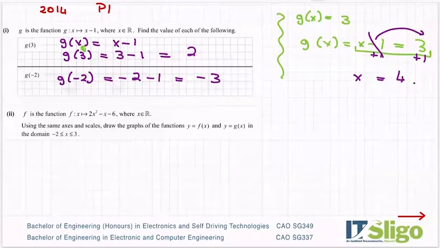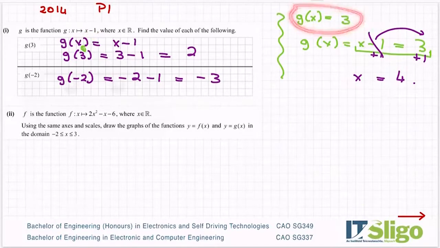Okay, so does that work? If we put 4 into this, do I get the answer that's equal to 3? Well, 4 minus 1 is indeed equal to 3. So g of x equal to 3 is different to g of 3. Okay, so try not to mix those two up.